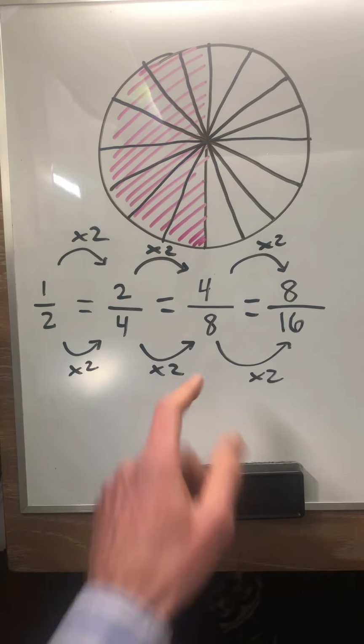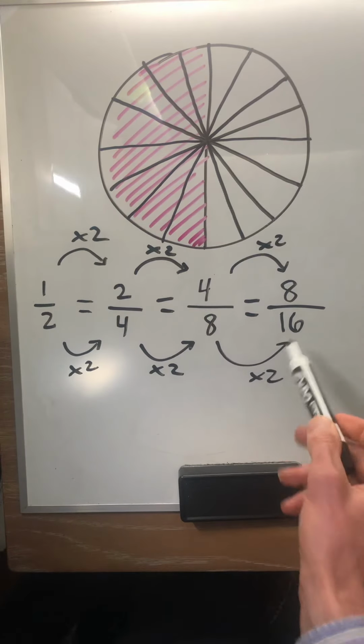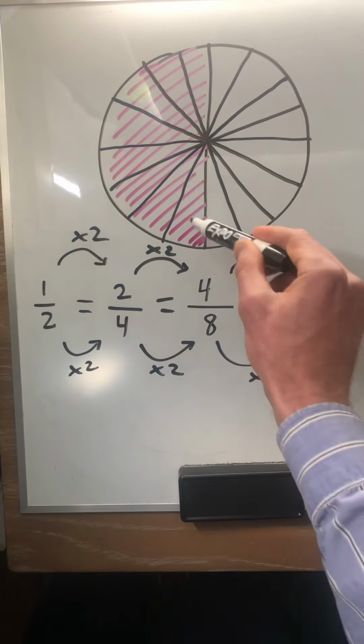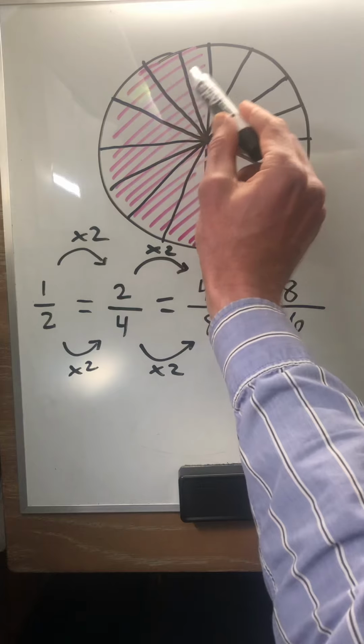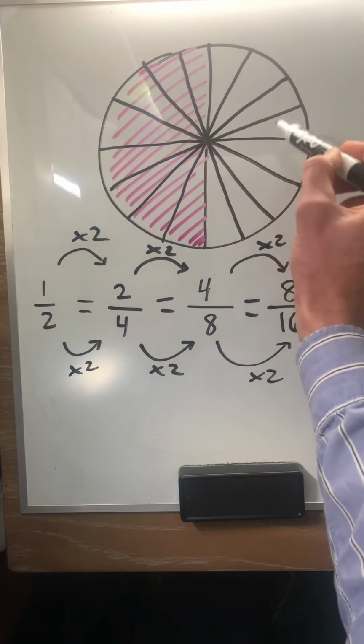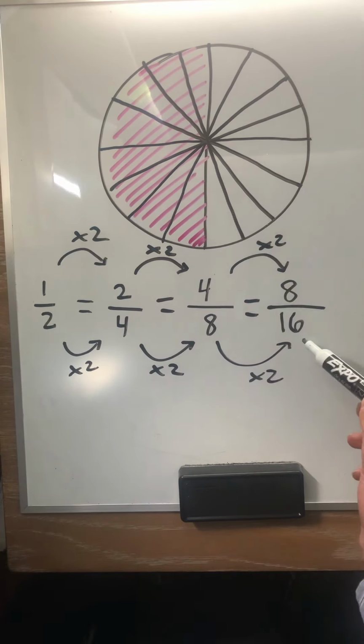So now, let's see if I have 16. Let's see if our guess was correct. 1, 2, 3, 4, 5, 6, 7, 8, 9, 10, 11, 12, 13, 14, 15, 16. Yep, 16 total. So there used to be 8 pieces, now there's 16 total.